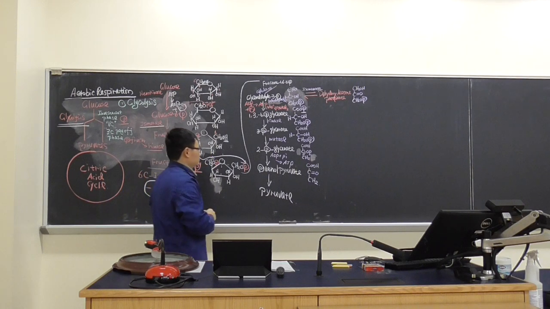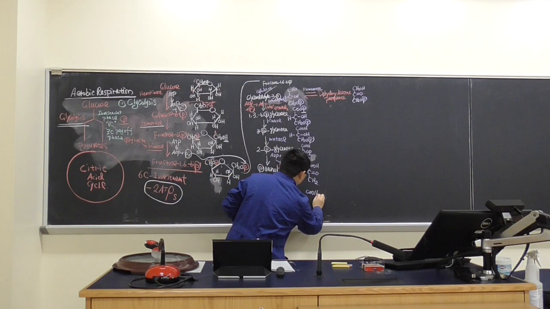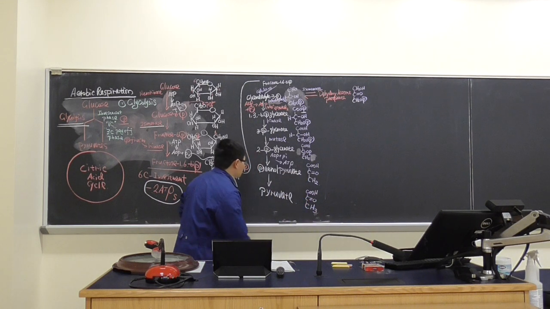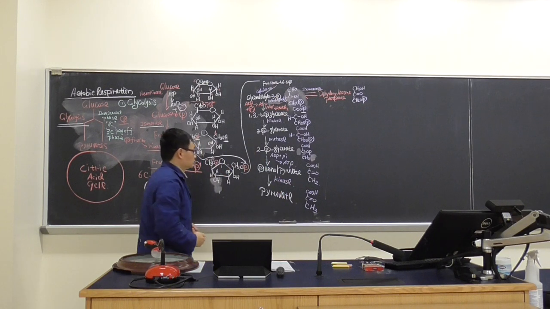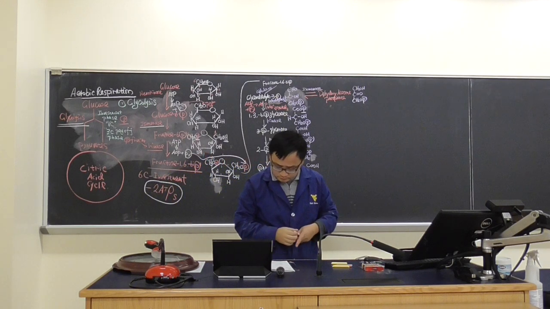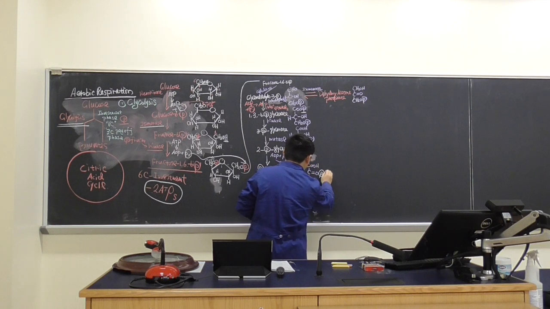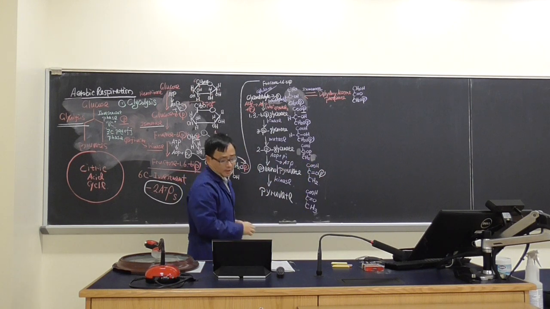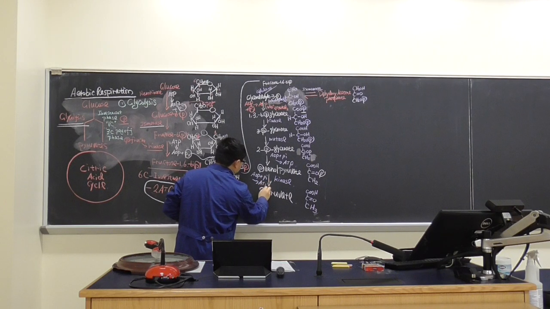Is that right? How about right here? Phosphoenolpyruvate becomes pyruvate. That's pyruvate kinase. There's a P there. Do you need an ATP? Yes. There is an ADP generated, becomes ATP, right here.